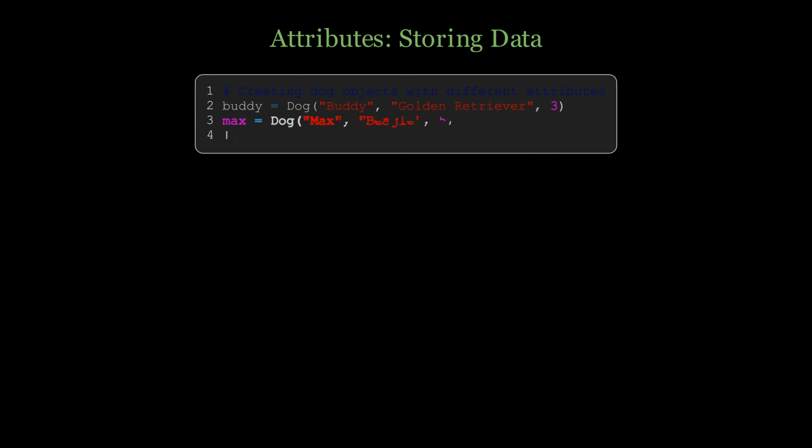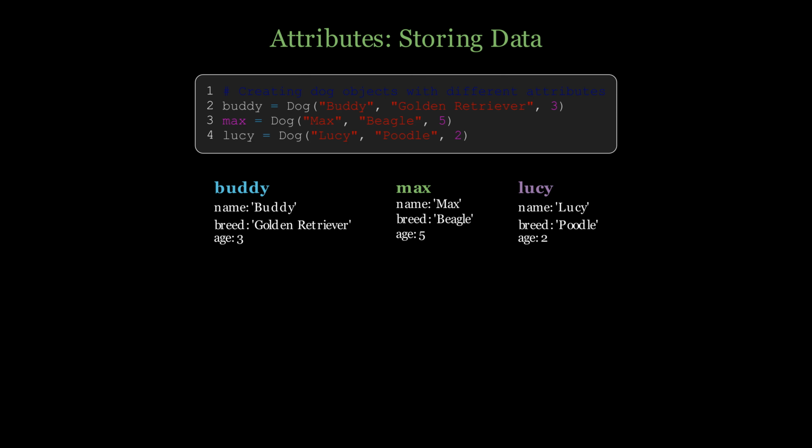Now we create 3 Dog objects with different attributes. Buddy is a 3-year-old golden retriever. Max is a 5-year-old beagle. Lucy is a 2-year-old poodle. Each object is independent with its own data. This is the power of attributes. Same structure, different values for each instance.